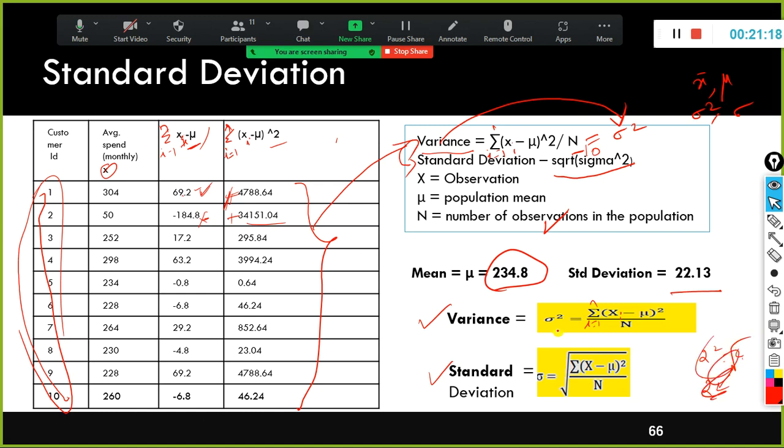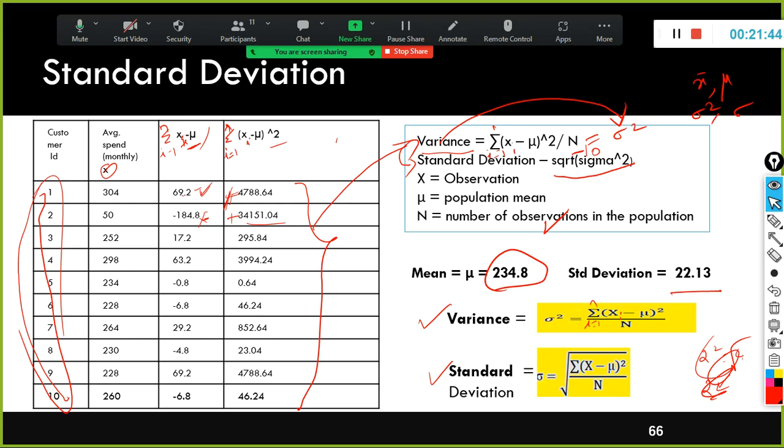So that is what this is. If you take the square root on both sides, the 2 will go away and only the sigma will remain here. On the right side of the equal sign, you need to take the square root. So that is what your standard deviation is. Standard deviation is equivalent to the square root of sigma squared. We can say it that way also, or you can remember it this way.